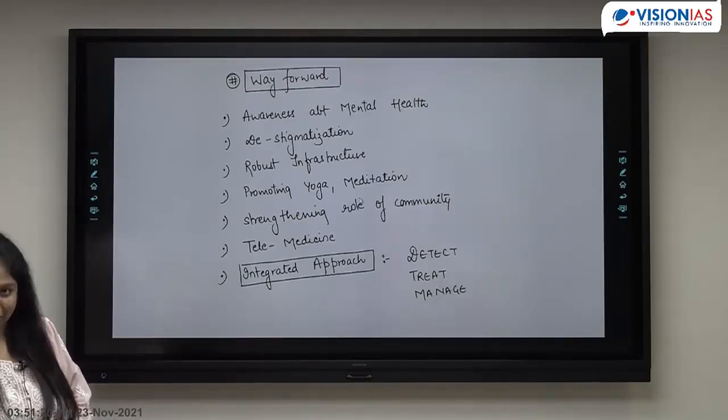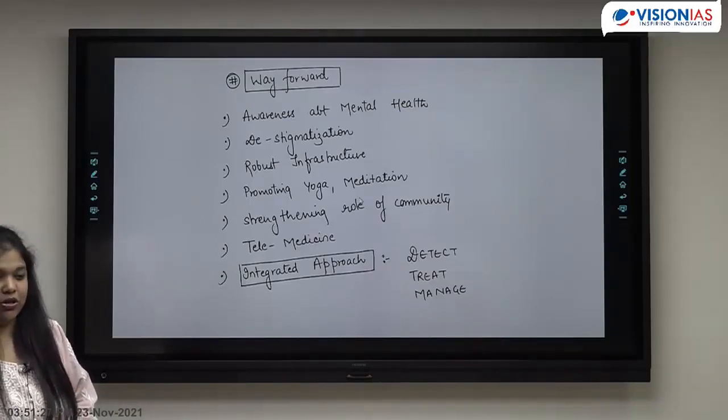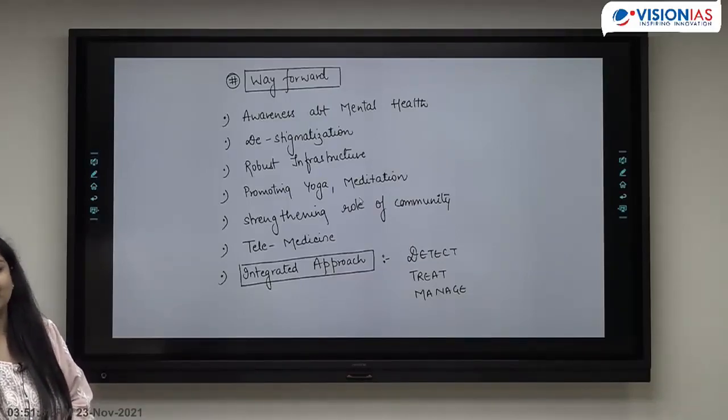ठीक है? So identify करो mentally ill people को, detect करो the cause of mental illness, what should be the prescription, treat करो, and once they have been treated, manage करो, ensure करो they have been rehabilitated and reintegrated in the society.